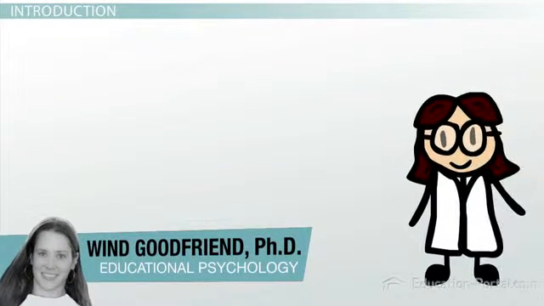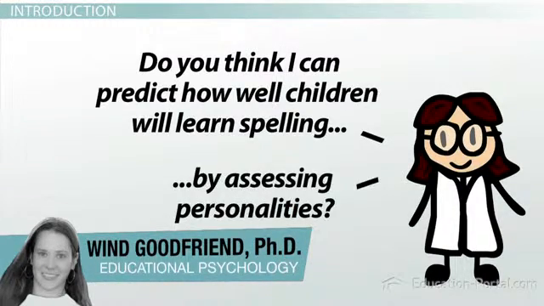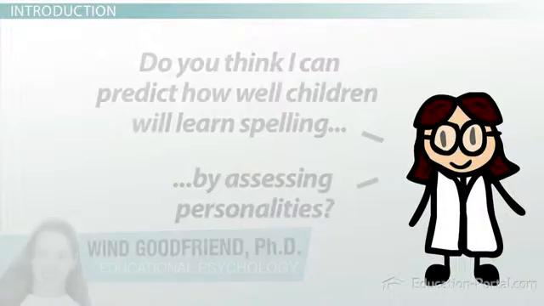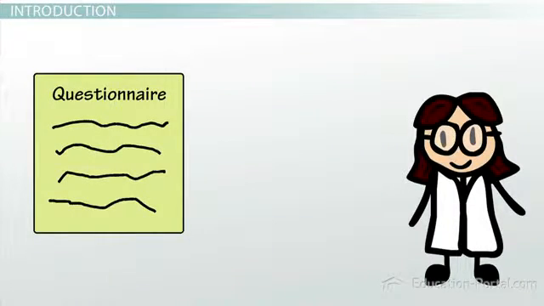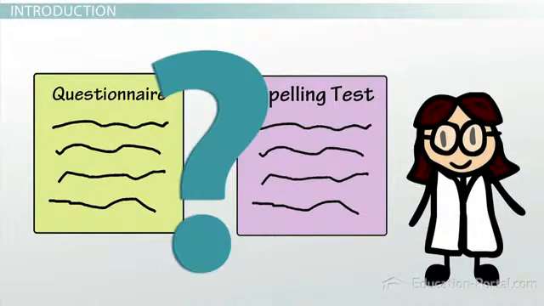Imagine you're a teacher in elementary school, and you want to study whether you can predict how well children will learn spelling by assessing their personalities. You could complete this study in several different ways. Let's say that you give students a questionnaire that is supposed to measure a variety of different personality traits. Then you give students a spelling test. How do you know if the study was done well or of good quality?